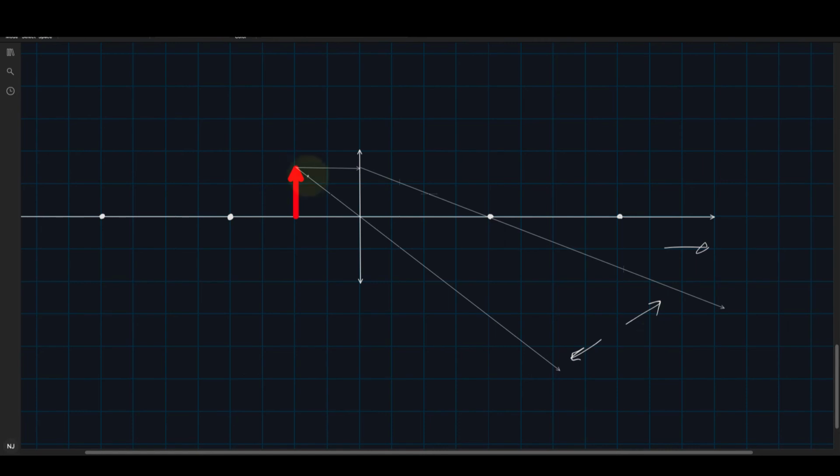Since they will never meet, can we have their extensions meet? And the answer is yes. So if we extend those like this, and extend this one like that, it seems to me that they are meeting somewhere here. So the real rays do not meet, but their extensions in the other direction meet, and they form what we call a virtual image.